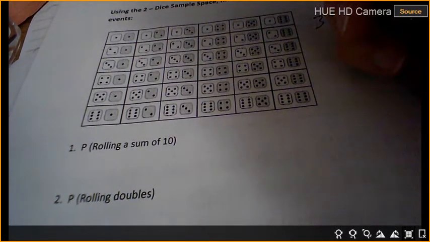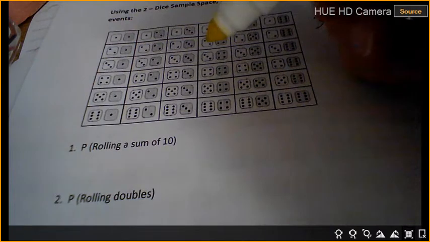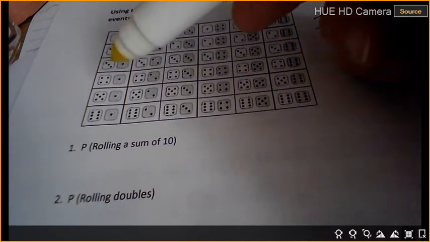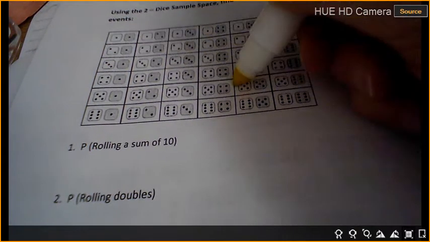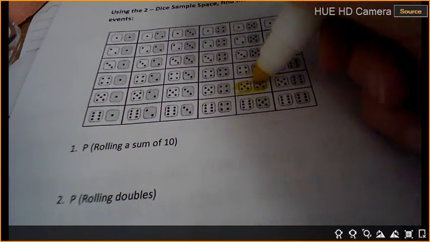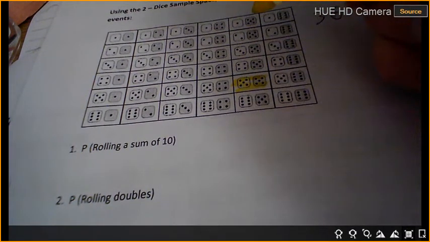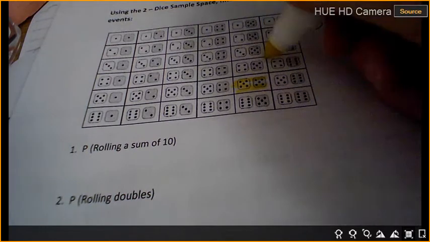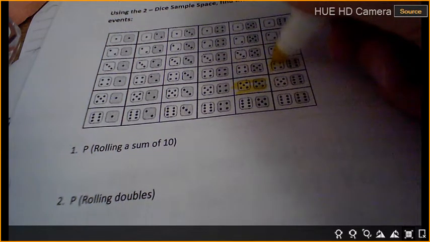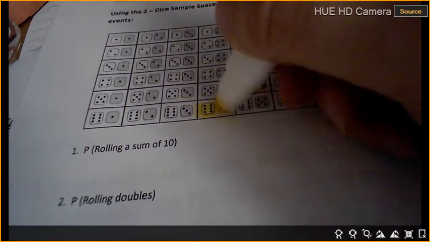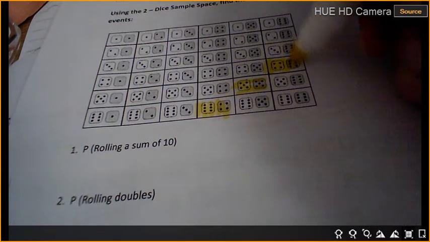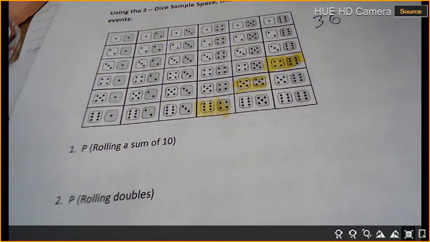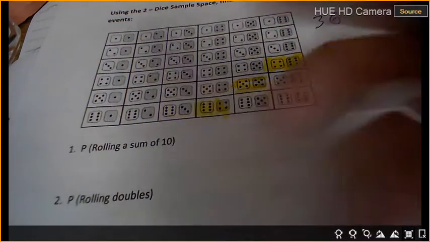So we've got 5 and 5 gives us 10, right? So let's see. We've got 5 and 5 gives us 10, so this one right here. What else? 4 and 6 gives us 10. And 6 and 4 gives us 10. So those are all my possible things that give me a sum of 10. Do you guys see those? So how many out of 36 gives me a sum of 10? Okay. So 3 out of 36.